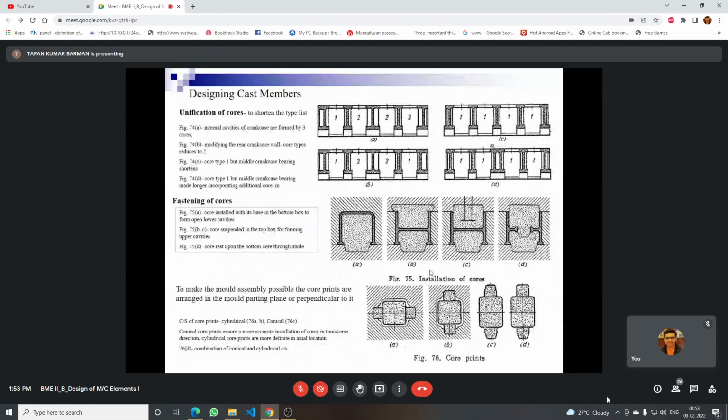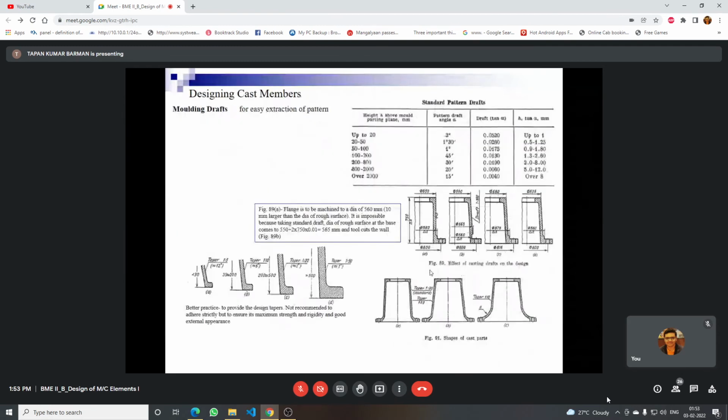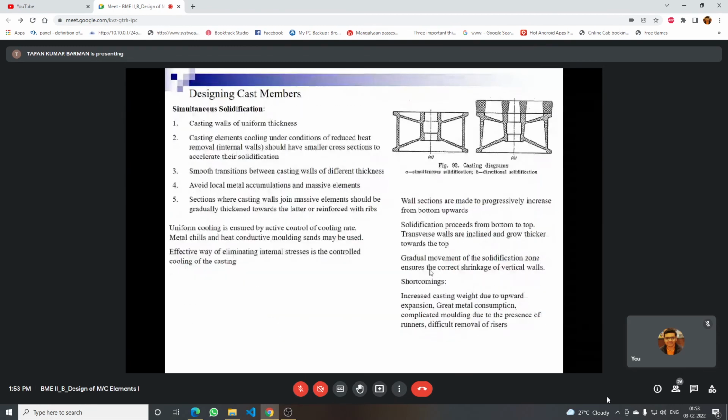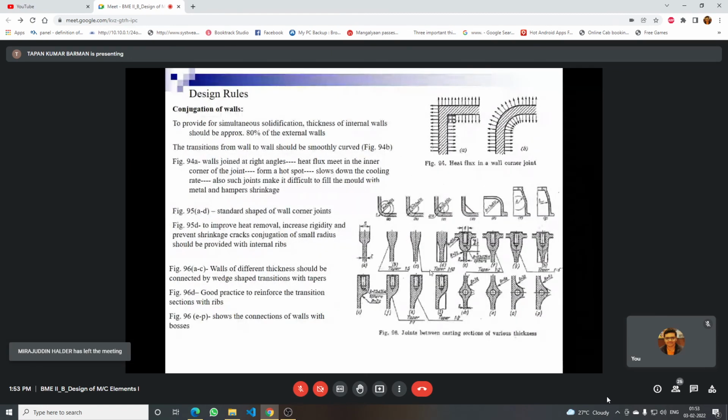Okay, another point I should mention here. One minute. Okay, you see this wall. These two walls are there. Now, if I put like this, at this point, what will happen? It is called hotspot. So we will try to eliminate the hotspot. We will try to put the radius here to avoid this hotspot, and we can have a better design there.